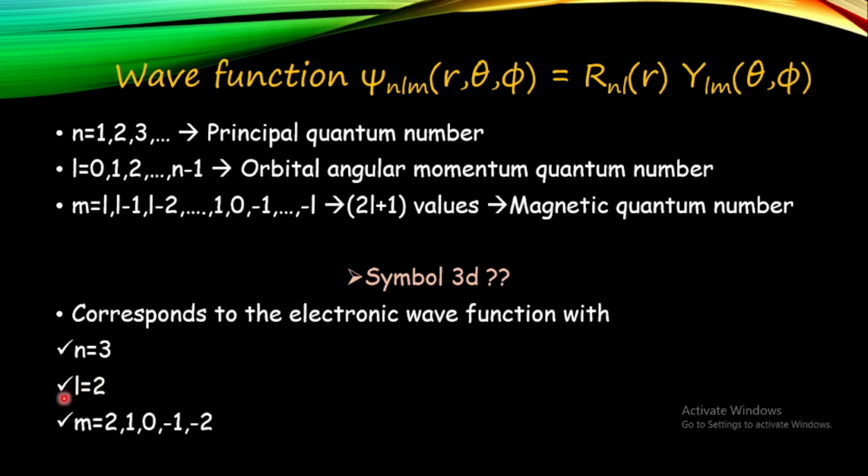So the magnetic quantum number depends on L, that is from minus L to plus L. So it will be minus 2 to plus 2, and whatever values are in between we have to include. So M will be equal to 2, 1, 0, minus 1, minus 2. If you consider this formula, for L equal to 2, substituting 2 into 2 will be 4 plus 1, totally 5. So there will be 5 M values, that is magnetic quantum number values: 1, 2, 3, 4 and 5. So this is how we understand the different electronic configurations or the symbols corresponding to the electronic wave function, which again depend on the quantum numbers themselves.